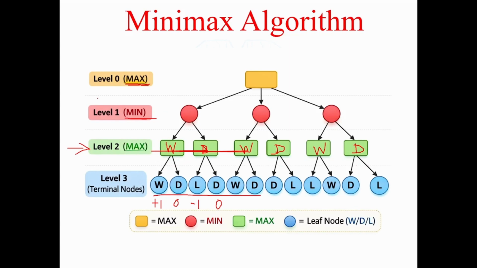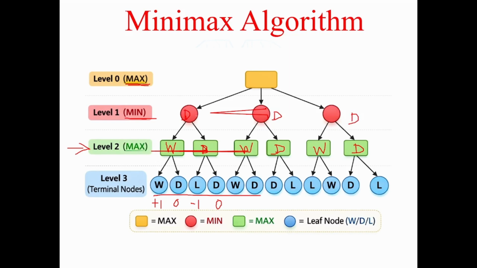Now this is the minimum layer. The next level is the minimum level. In this we need to check the children nodes. Win and draw: which is minimum? Draw is minimum, so I need to take draw. Here again draw, so I can take draw. Here also I can take draw. So in all these three cases, I have draw.